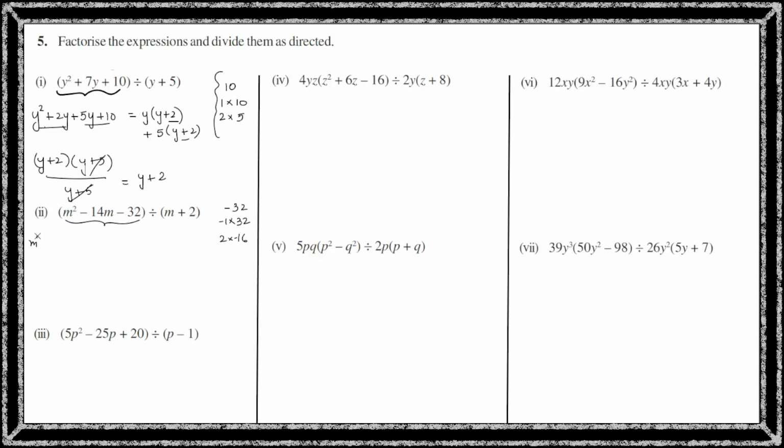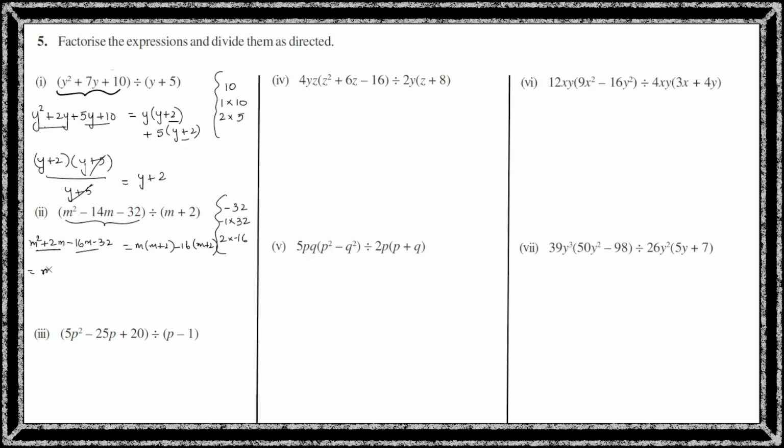So I have m square plus 2m minus 16m minus 32. Now you consider these as two pairs for which I am going to write m into m plus 2 minus 16 into m plus 2, right?